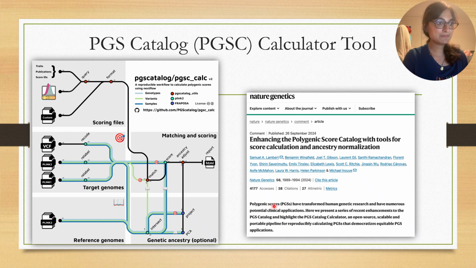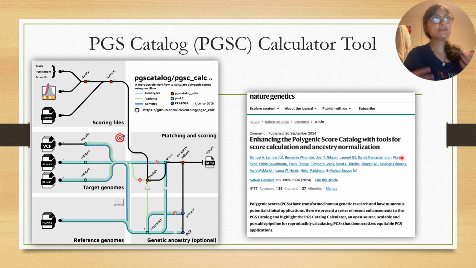It says that these PGS scores have transformed human genetic research and have numerous potential clinical applications. So they present recent enhancements to the Polygenic Score Catalog and highlight this calculator. It's an open source, scalable, portable pipeline for reproducibly calculating PGSs. So it's useful across a lot of applications, and we'll be using it here in this example to compute the polygenic risk score of an individual developing late onset Alzheimer's disease.